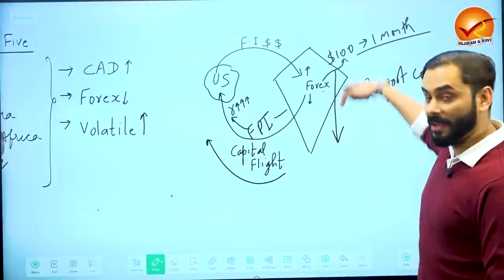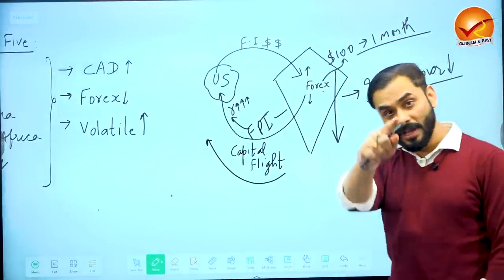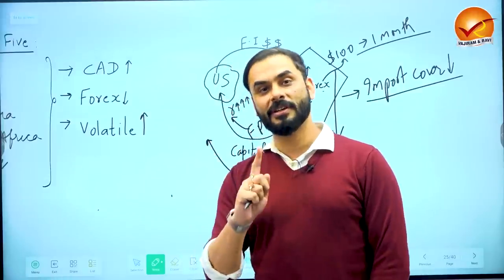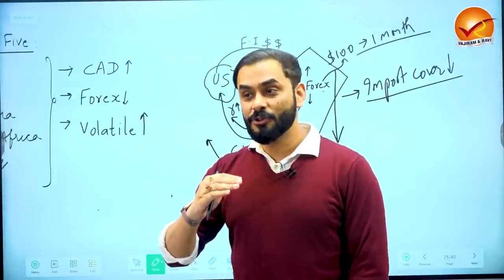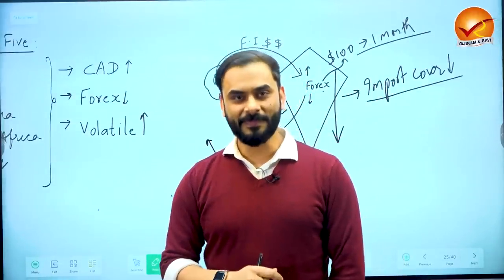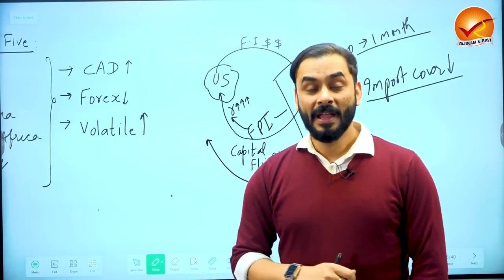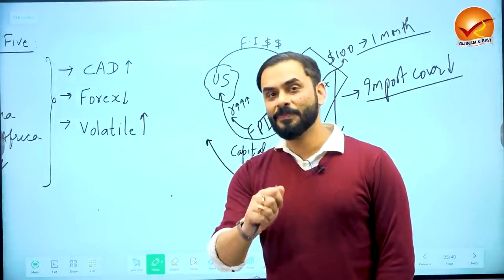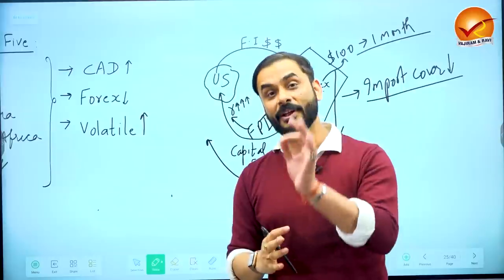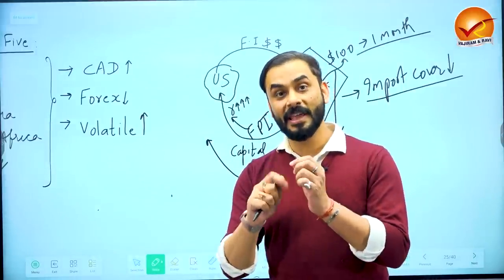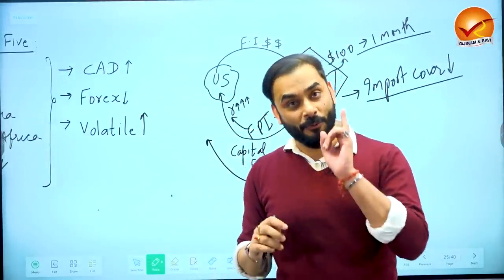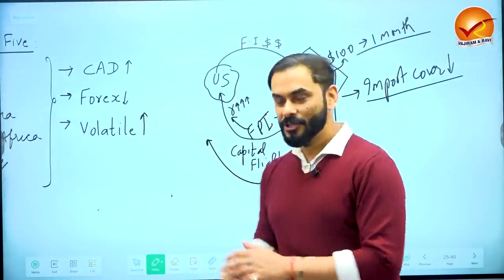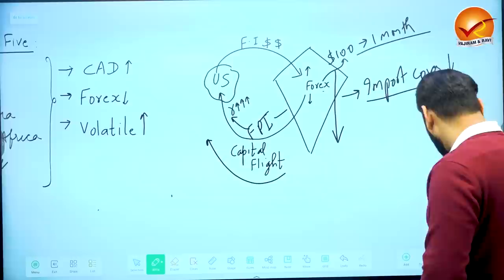So when your forex reserves fell, your import cover also fell. That means you became vulnerable. Now imagine if India would have been in a situation around 2013 that we needed to import medicine and food, right? Because of some situation. But our import cover was down because our forex was down. How would India have imported medicine and food if required at that time? So India became even more vulnerable. Once you become vulnerable, the danger is you keep on becoming more vulnerable, right? So this is your fragile 5.